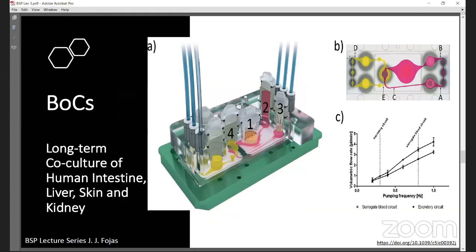Another application is the long-term co-culture of a 4-organ system. So here, they did a 28-day culture, I believe.